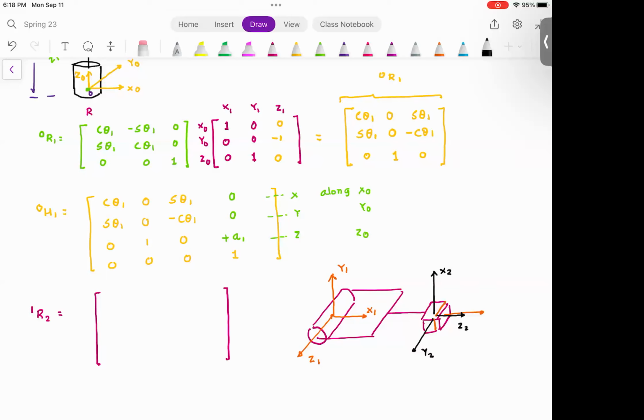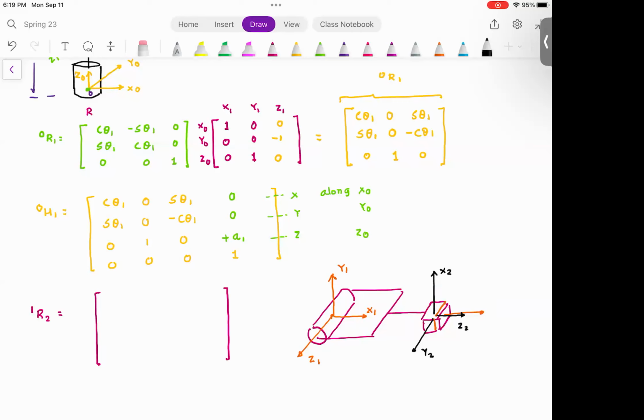But no matter where I choose x2, x2 will be perpendicular to z2, but x2 will never intersect z1. Can you see that? There is always going to be this gap, this offset. So what to do here? In this particular case, we translate this frame from point 2 to point 1.